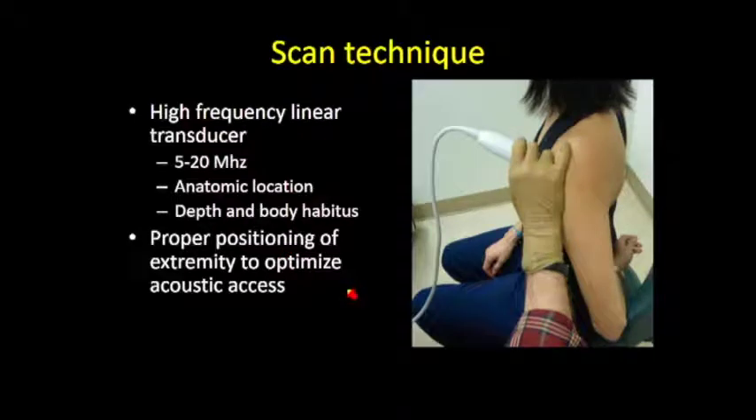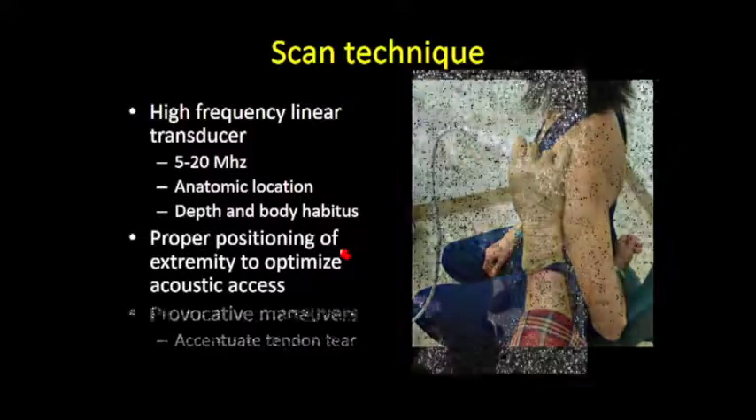Proper positioning of an extremity can be very useful in order to improve acoustic access. So this would be, for instance, a crest position in the shoulder if we're looking for the supraspinatus tendon, but this is true regardless of where we're looking.